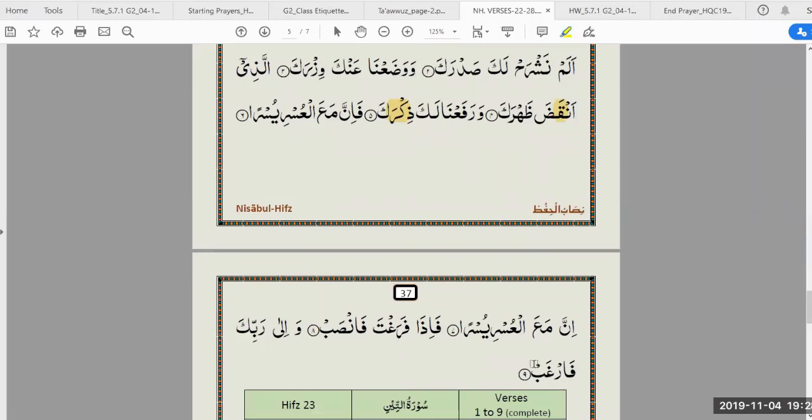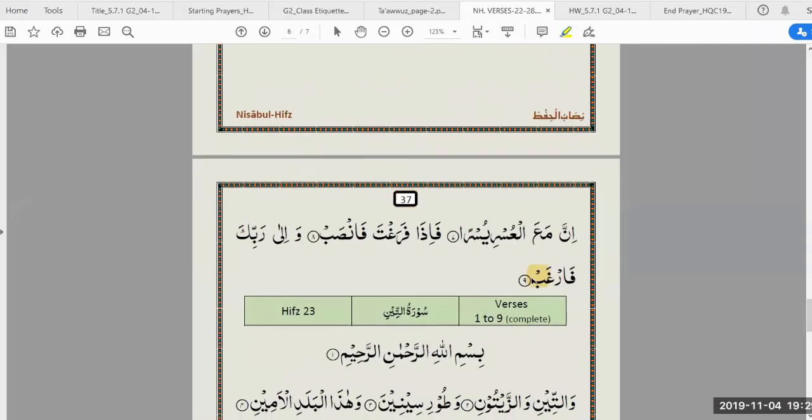Okay. And this ba in the end, it has a sukoon on top, so this is a qalqala letter as well. As you know, qaf, ta, ba, zin, dal. So this will also be read with qalqala, so I think you didn't do that. But other than that, mashallah, that was really good.